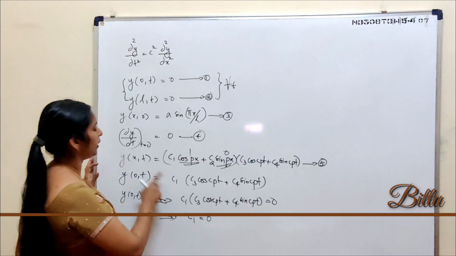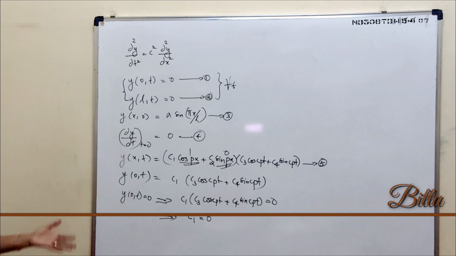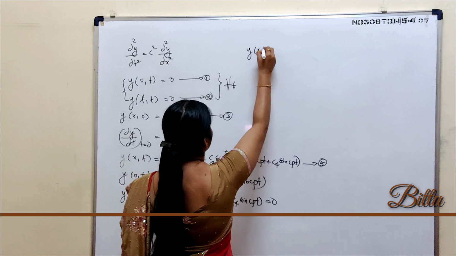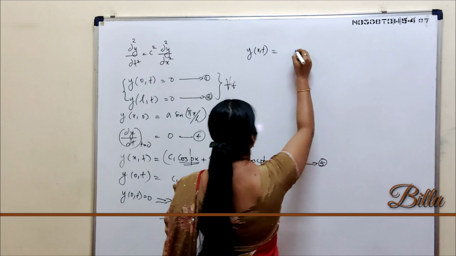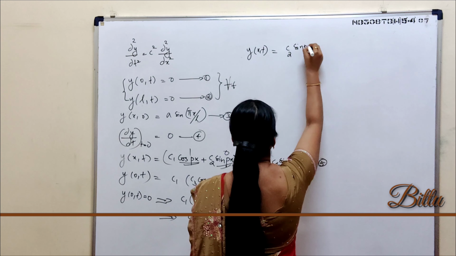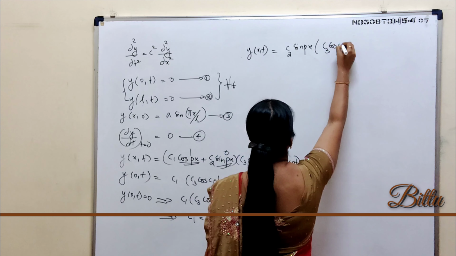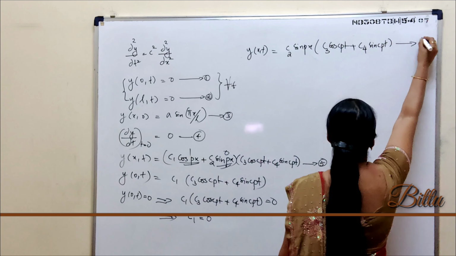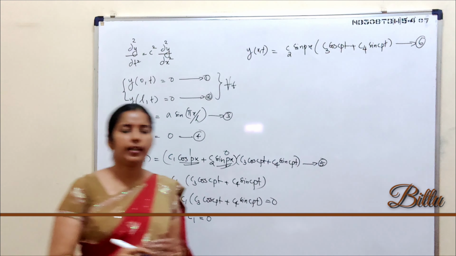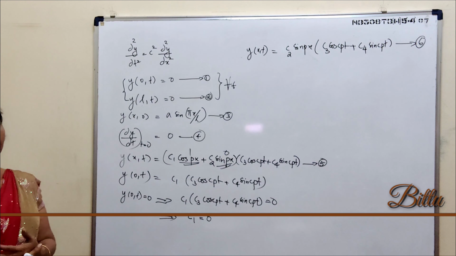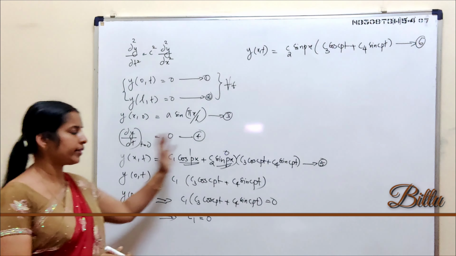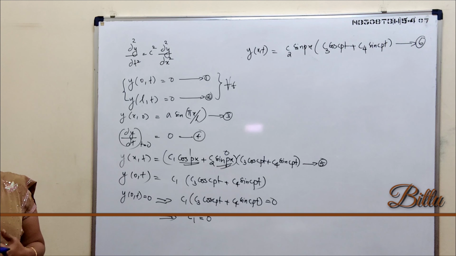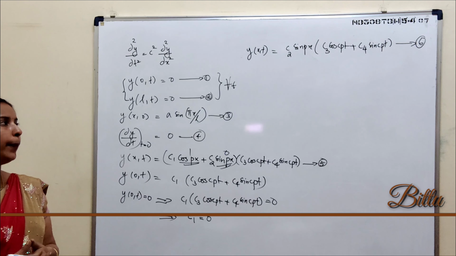You put c1 = 0 in equation number 5. So we get the modified solution of the wave equation as y(x,t) = c2 sin px (c3 cos cpt + c4 sin cpt). That is equation number 6. This is the latest solution of the wave equation. These concepts I explained very clearly in the 3rd video of the wave equation, so you can refer to that video.